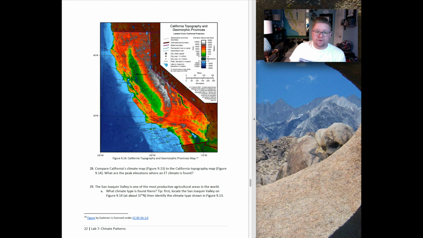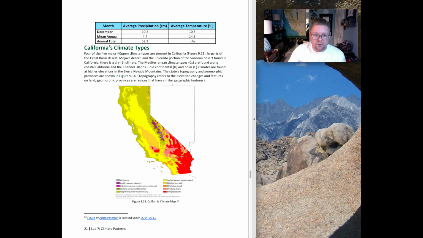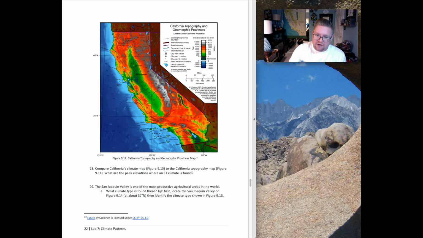So now we're able to observe a map of California showing its topography and geomorphic provinces. So we're going to answer some questions that compare both this diagram as well with this diagram. Do we see any patterns, any observations? So as an example, question 28 says, compare California's climate map to the California topographic map that shows the elevations. What are the peak elevations where an ET climate would be found? So you're going to be able to then pull some of those attributes back and forth between these diagrams.